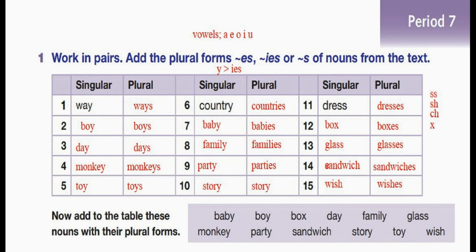One. Work in pairs. Add the plural forms s, ies or s of nouns from the text. Now add to the table these nouns with their plural forms: baby, boy, box, day, family, glass, monkey, party, sandwich, story, toy, wish. One. Way, ways. Two. Boy, boys. Three. Day, days. Four. Monkey, monkeys. Five. Toy, toys. Six. Country, countries. Seven. Baby, babies.